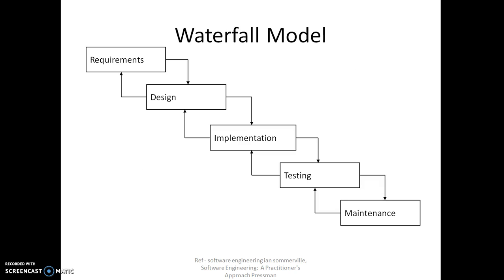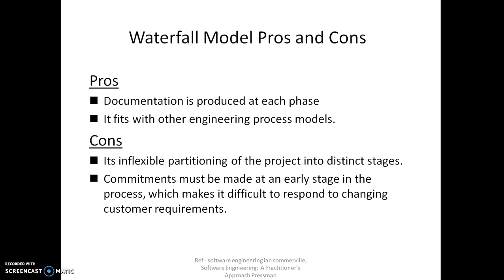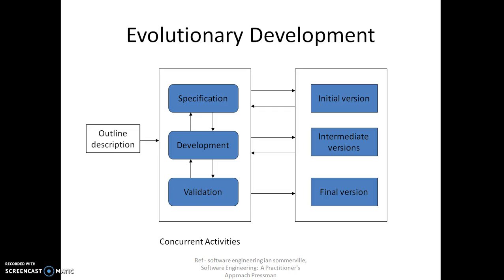Now you see the waterfall model. This is the basic model which is normally used, and these are the phases. The observation is that the following phase should not start until the previous phase has finished. In practice, the phases overlap and may return to the previous phase, so it is still widely used, especially on large projects. Waterfall model pros and cons. The documentation is produced for each phase and it fits with engineering process models. The cons are that it is an inflexible partitioning of the project into distinct stages. Commitment must be made at an early stage in the process, which makes it difficult to respond to changing customer requirements.